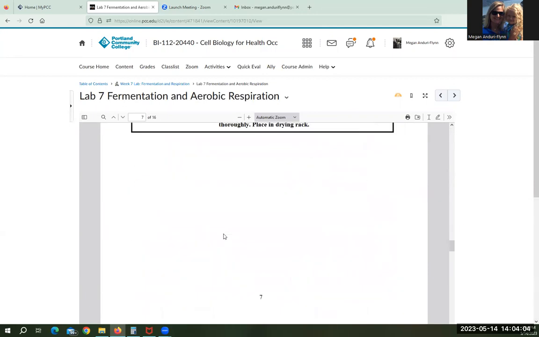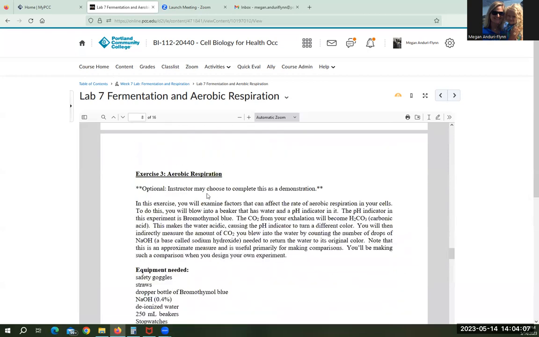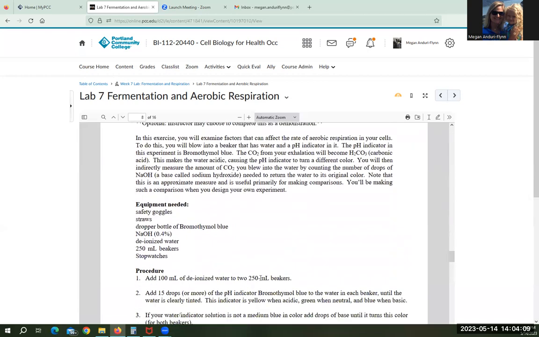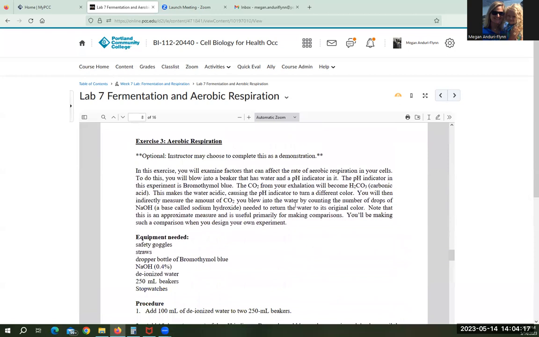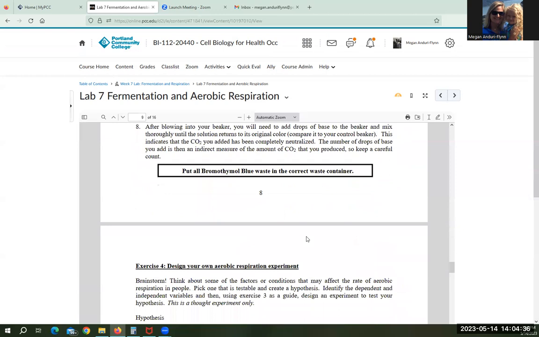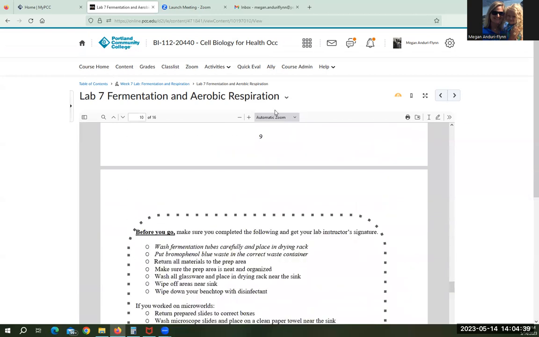And then you will be designing your own experiment. We will be taking a look at aerobic respiration. This one, the aerobic respiration one, we're going to be breathing into a solution, and the carbon dioxide that we're exhaling will cause extra hydrogen ions to enter the water, making it more acidic. So we have a pH indicator to determine that. And so we'll play around with that. That's it for the lab part.